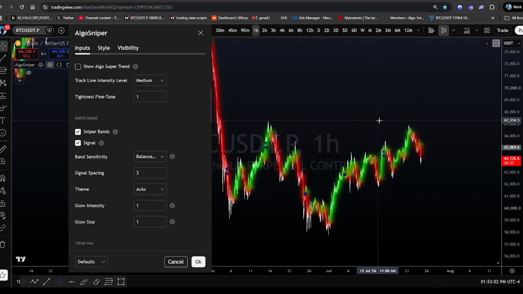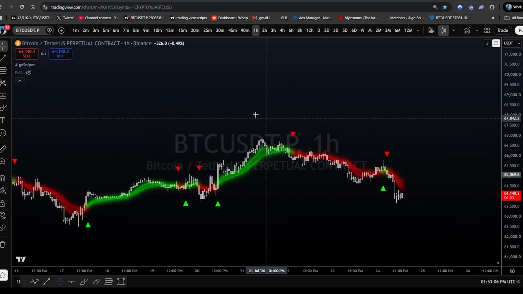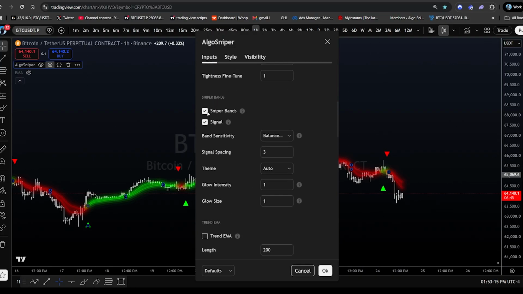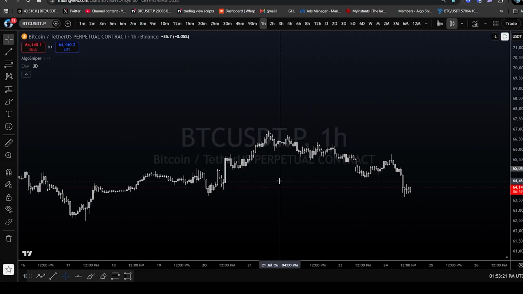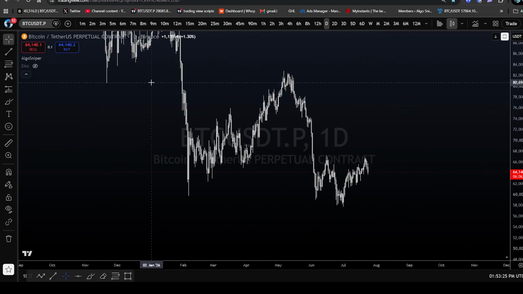Now, in the Sniper Bands, there's a signal. You get a diamond or a triangle when these bands flip their colors, so that you can physically see an alert or an indicator when the bands are flipping on the Sniper Bands. You also have the trend EMA. This is the 200 EMA. 200 EMAs are a long EMA.